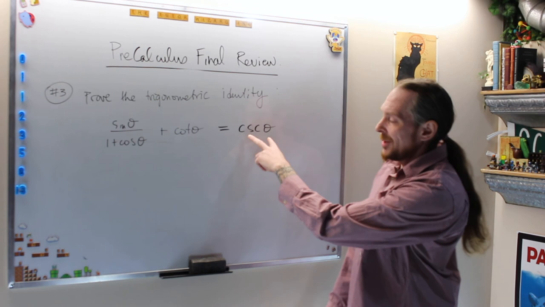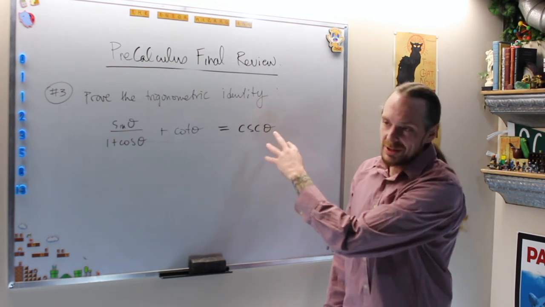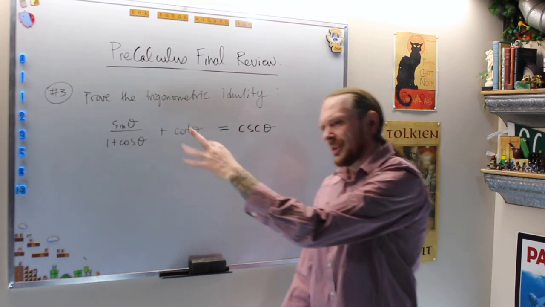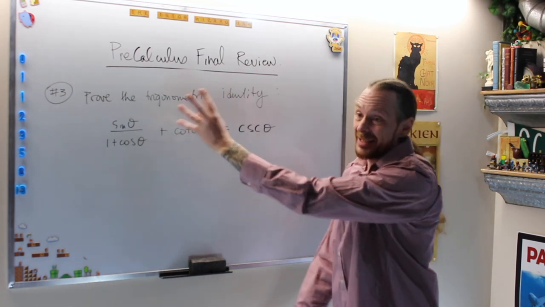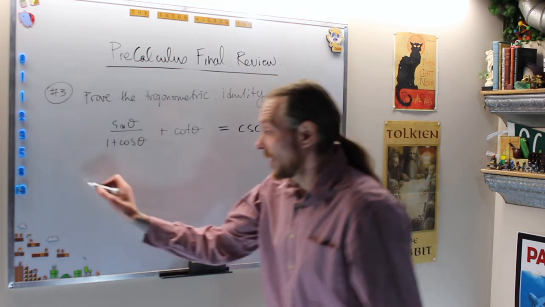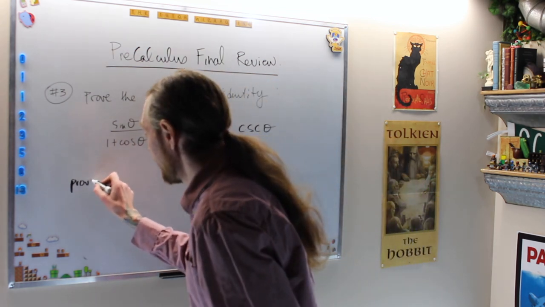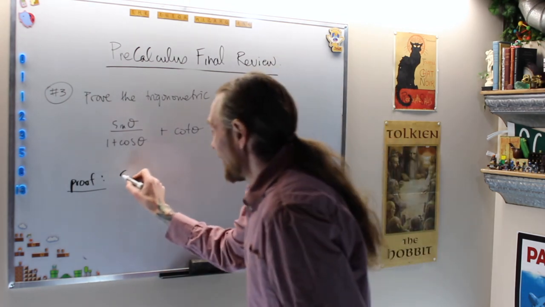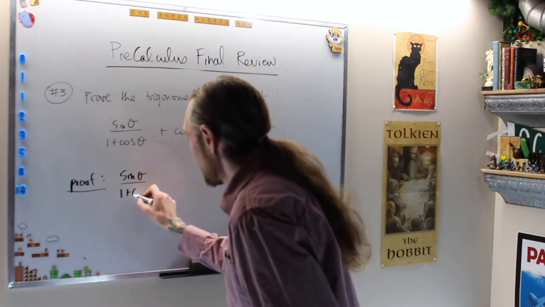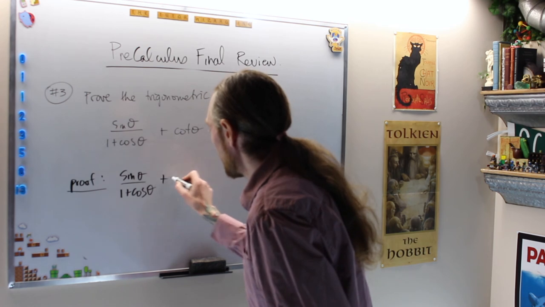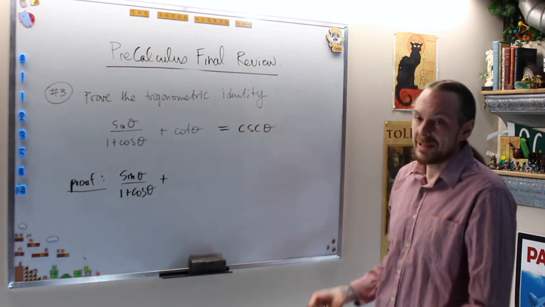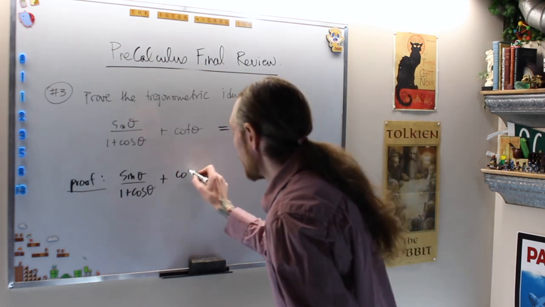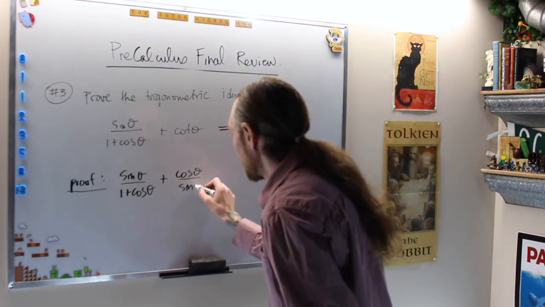In this case, because the right-hand side is simple, it's just cosecant, which is 1 over sine. This side is more complicated and has fractions and everything else. I'm going to try and manipulate this side and turn it into this side. So, proof. I have sine theta over 1 plus cos theta plus cotan. The first thing in trigonometry is turn everything into sine and cosine if you're stuck. So cotan is cos theta over sine theta.